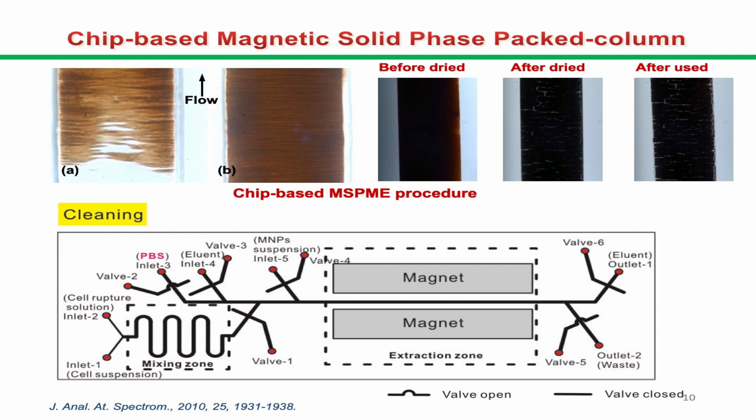And here I will show you the column packing process. As you can see, we can get homogeneous magnetic particles packed in the central extraction channel. And this is the packed column before drying, after drying, and after use. As you can see, the 3 of them look almost the same, which means this kind of packed column could be repeatedly used.